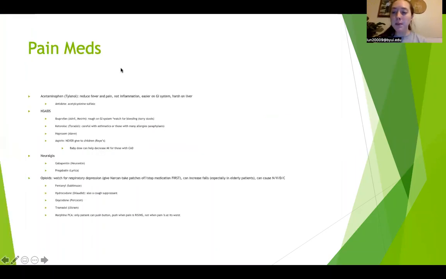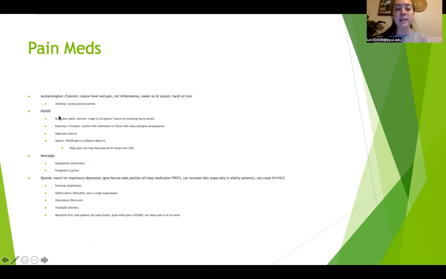So pain meds, we want to make sure we remember acetaminophen, or Tylenol, reduces fever and pain, but not inflammation like NSAIDs and aspirin do. This is easier on the GI system, so better for geriatric patients, but pretty harsh on the liver. So just remember there's an antidote, acetylcysteine.